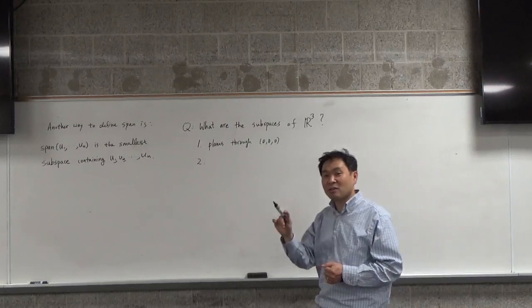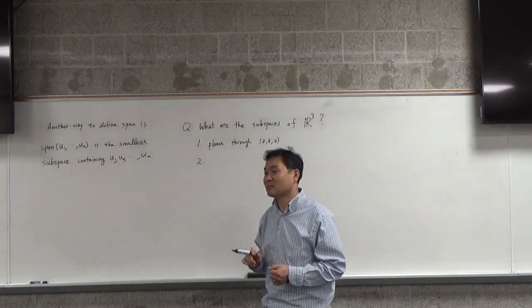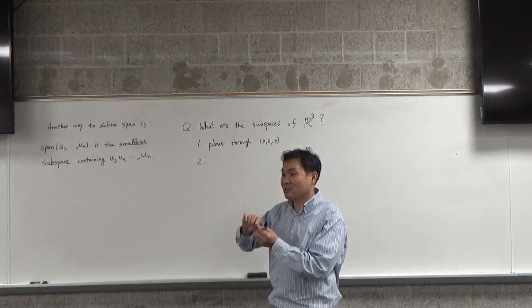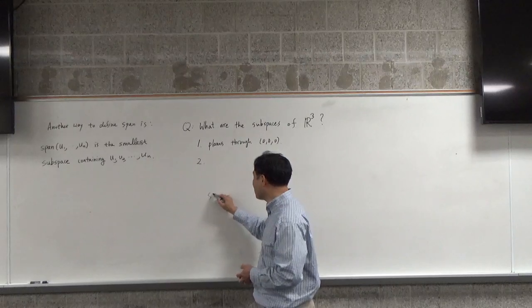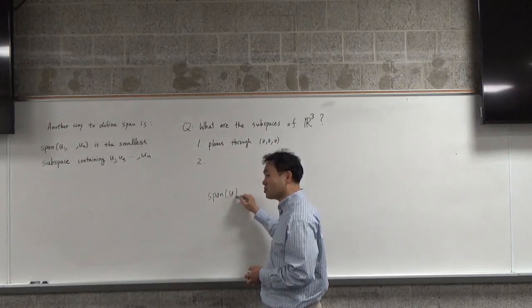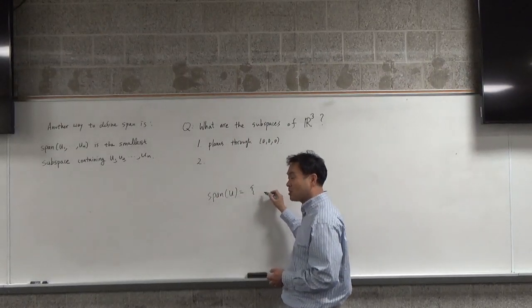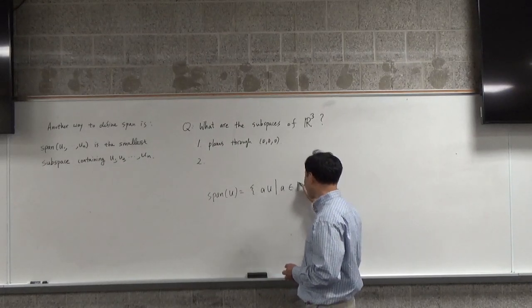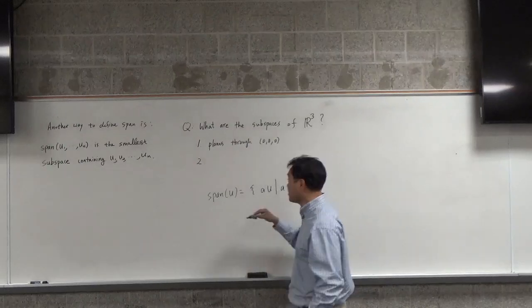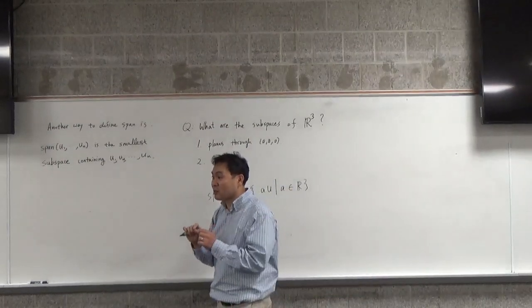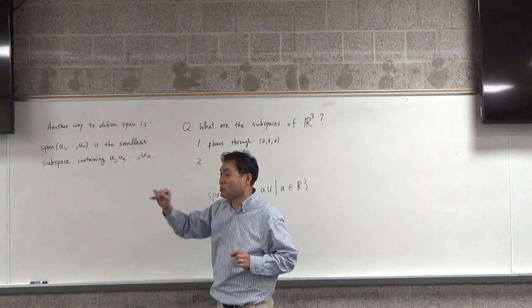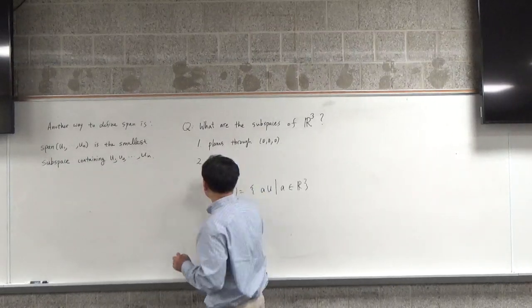What else? What if you had a span of a single vector? What would you get? What's the span of a single vector? Just U. That's some constant multiple of U, right? What does that give you? A line. It gives you a line, not a vector. It's a collection of vectors which gives you all the points of this line. So this is a line.